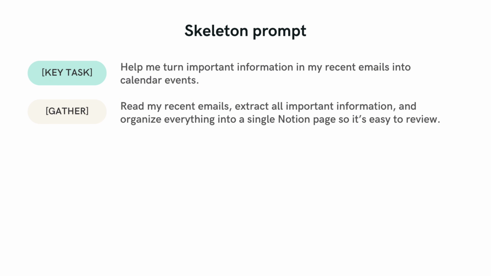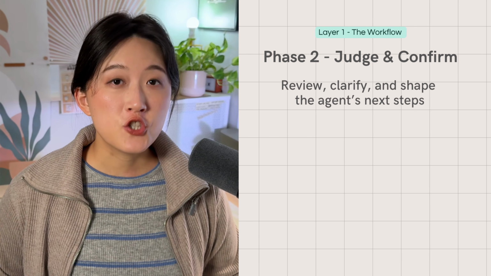Now that you're clear on the key actions in this phase, we can reflect them in the prompt like this. Help me turn important information in my emails into calendar events. Read my recent emails, extract all important information, and organize everything into a single Notion page so it's easy to review. In phase 2, judge and confirm.